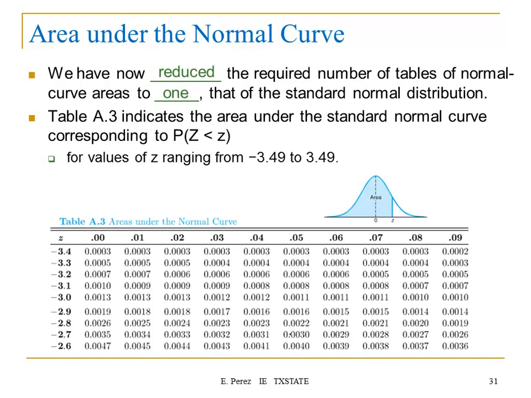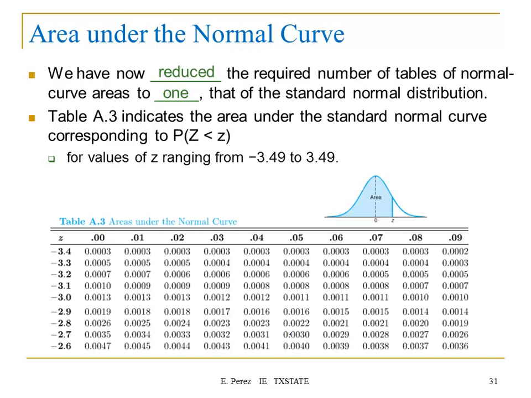And this is a piece of the table that I just passed. This is a table in your textbook, table 8.3, which basically indicates the area under the standard normal curve corresponding to Z less than z, right here, for values of Z ranging from negative 3.49 to 3.49. So basically, the values that you're going to see in the table correspond to the area from the value of Z to the left. Okay, and that applies for all the values.